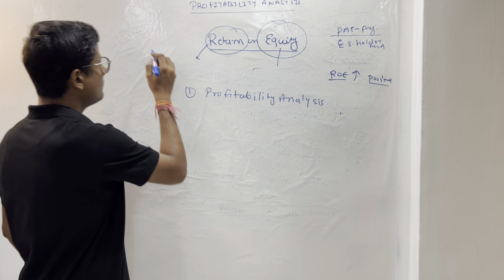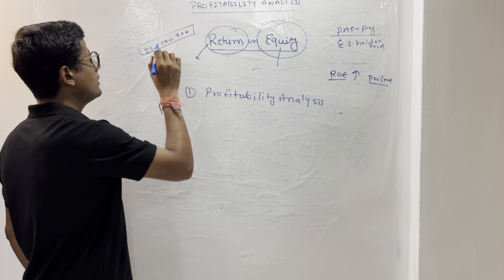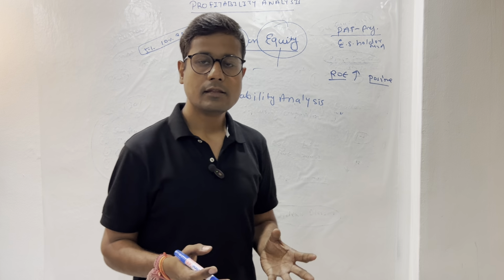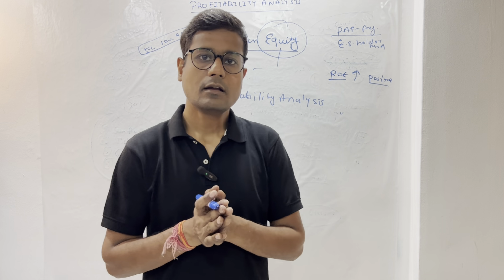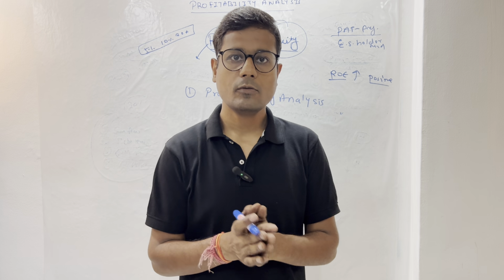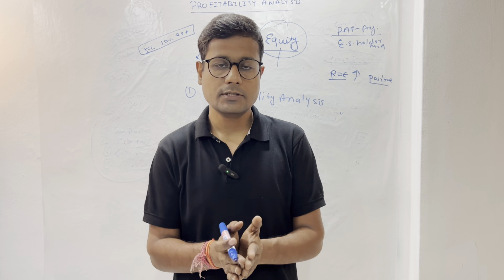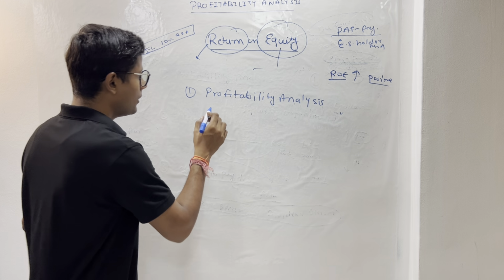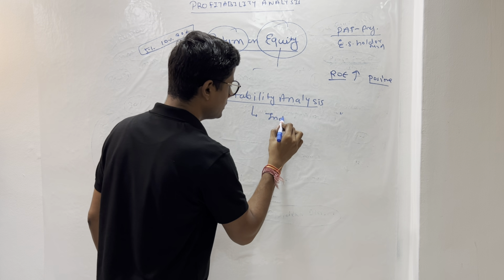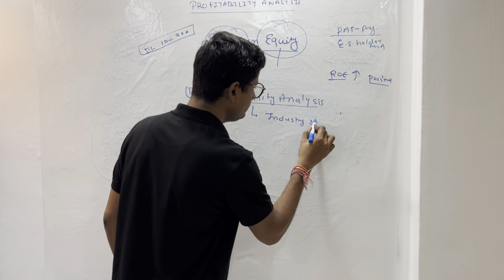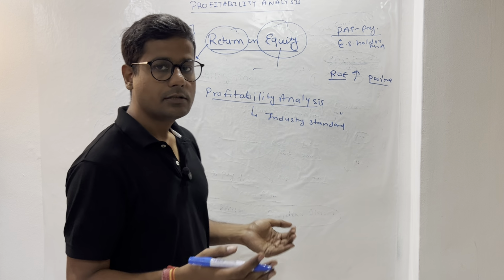Now, whether a company is earning 5% ROE, 10% ROE, or 20% ROE, whether that is good or bad is something we need to analyze. As I said, when you are analyzing a company's profitability, you cannot do a standalone analysis and take the decision. For any profitability analysis, you need to consider two things. First, you need to check the industry standards. In a similar industry, what is the industry standard ROE?